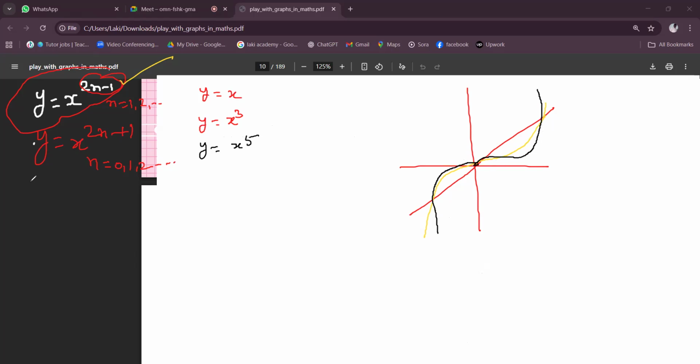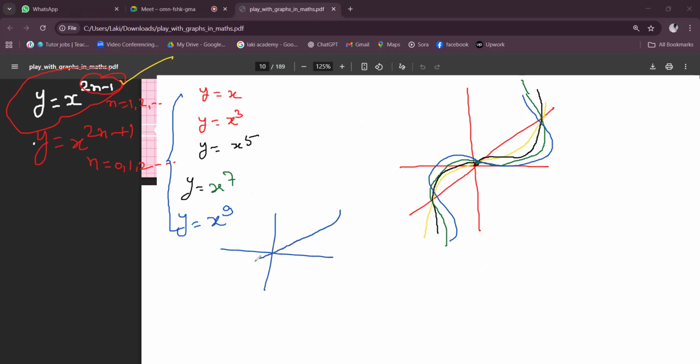Let's suppose you increase again, y is equal to x raised to 7, then what will the graph do? It'll bend towards the y-axis. Y is equal to x raised to 9. You can see all the powers of x are odd, right? So in general, whenever the power of x is odd, you will get a shape like this in opposite quadrants, right?